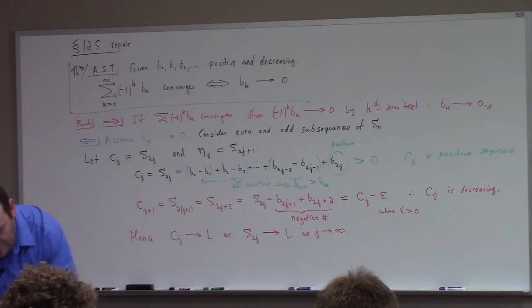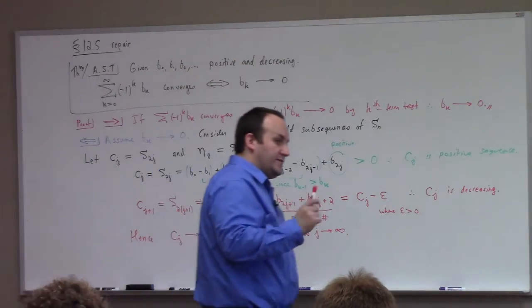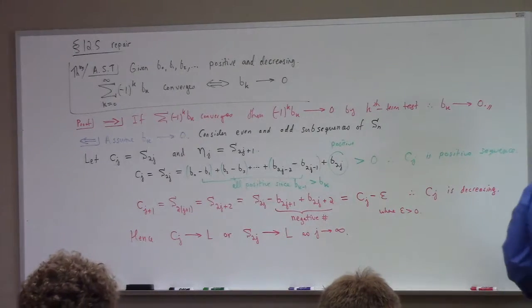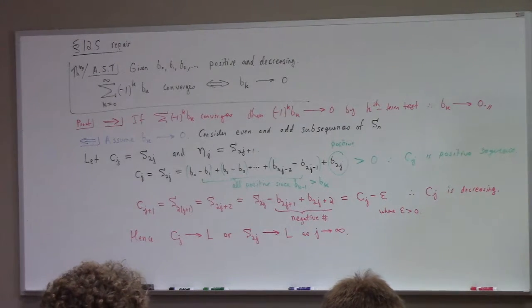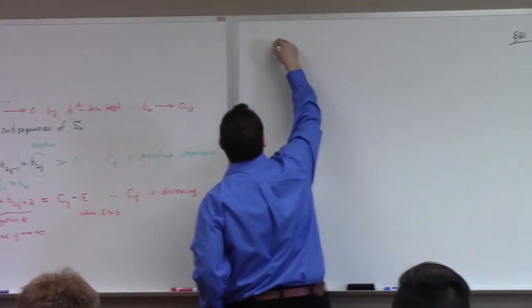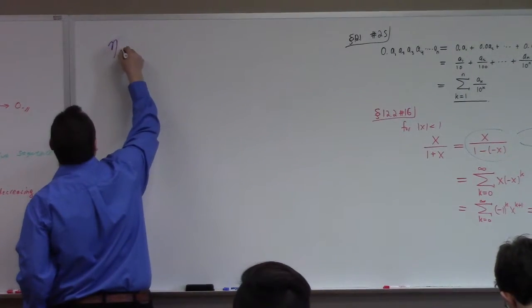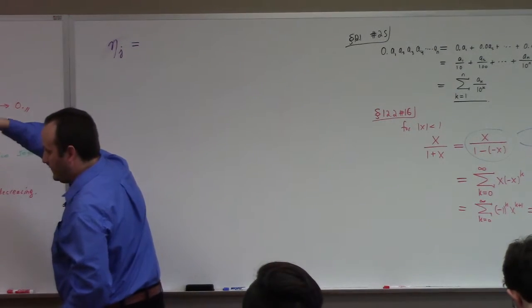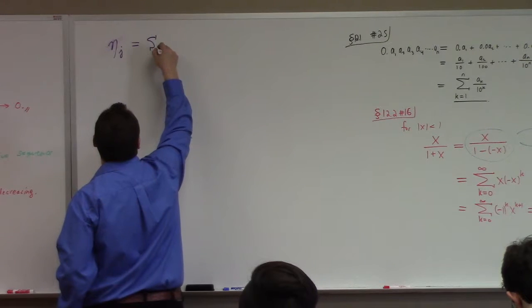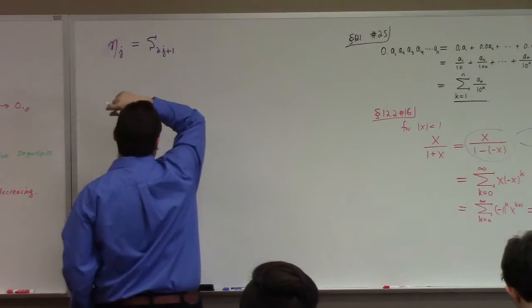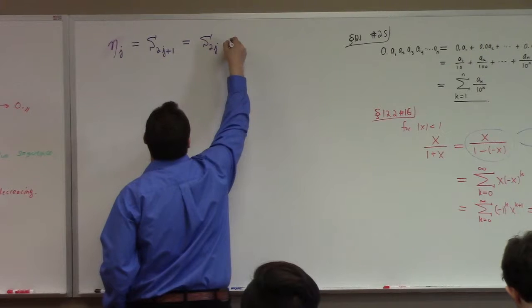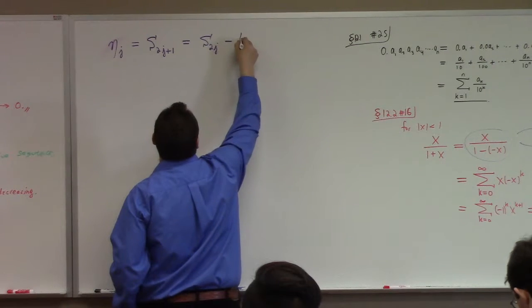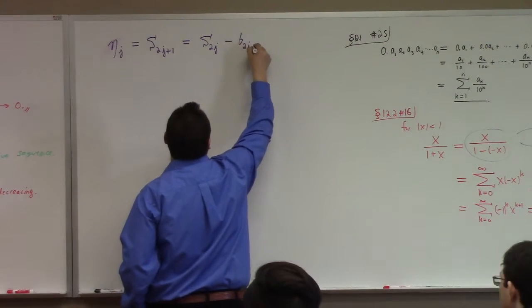Now we'll go back to what Travis was saying, and we'll relate the odd partial sum to the even partial sum, all right? So the eta, right? Eta sub j was what? We said S sub 2j plus 1, right? Which, by the way, would also be equal to S sub 2j minus b sub 2j plus 1.